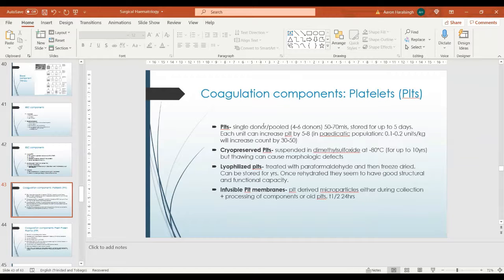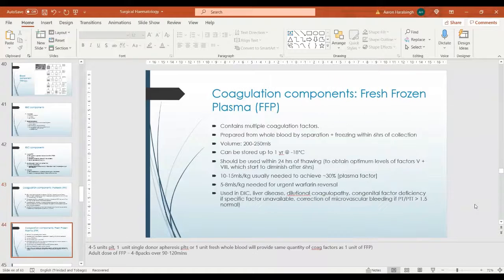So we usually have single donor or pooled platelets, which come in 50 to 70 mils, can be stored for up to 5 days, and each unit can increase your platelet count by about 5 to 8. We also have other types, cryopreserved platelets, lyophilized platelets, and infusible platelet membranes. These are not used as often, they usually have a shorter shelf life and less functional capacity.